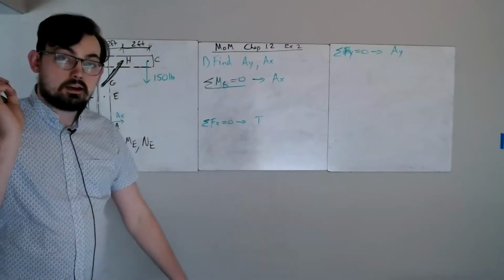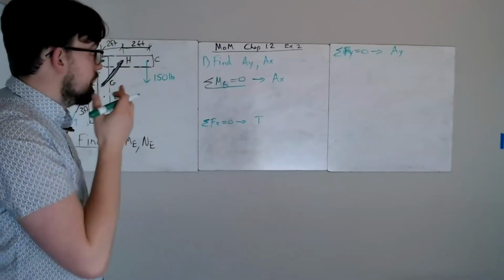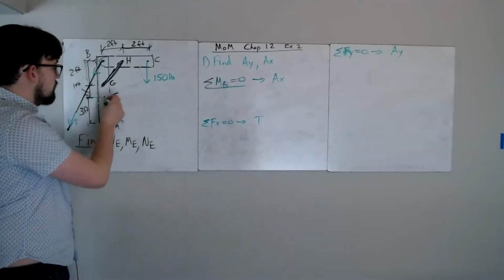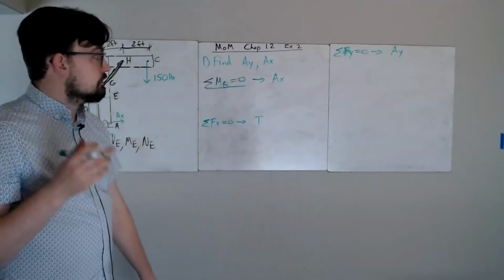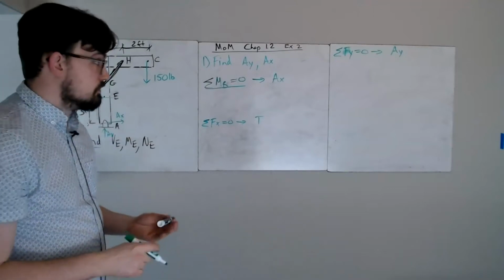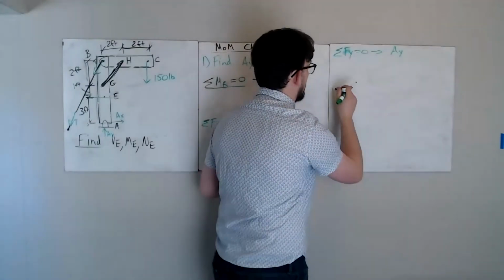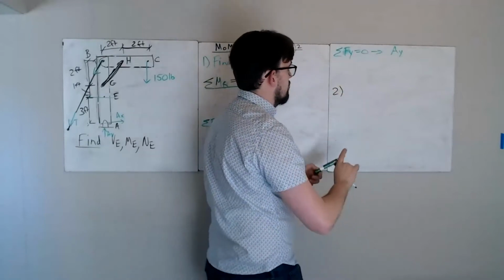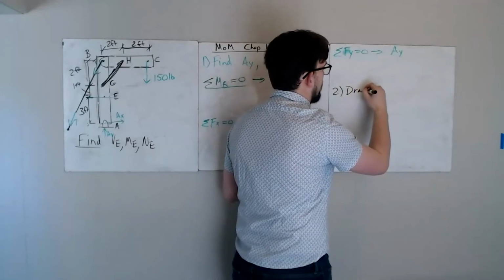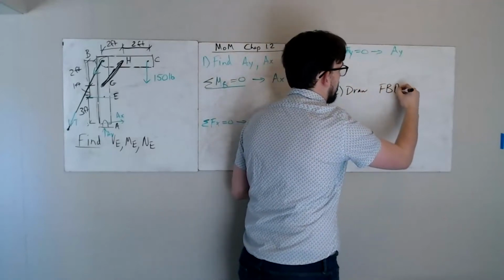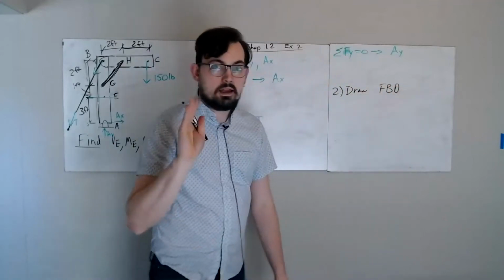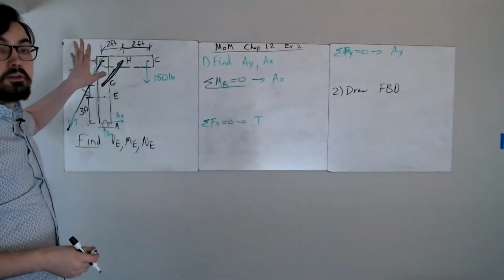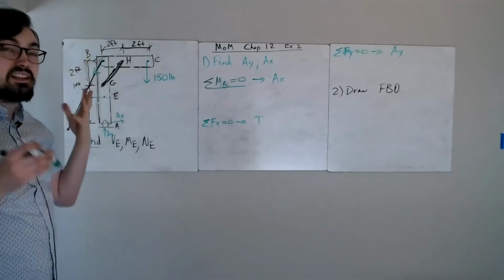Now you're going, okay, Albert, you now have your reactions. I still don't see how we're going to find what's going on at E. Our goal is to find out what our internal forces are at E. So the next step, the crucial part, is to draw that free body diagram. Draw a free body diagram. And now I want to be clever here. I could look at the top part. It was totally viable. But if I look at the top part, it's a lot more complex.